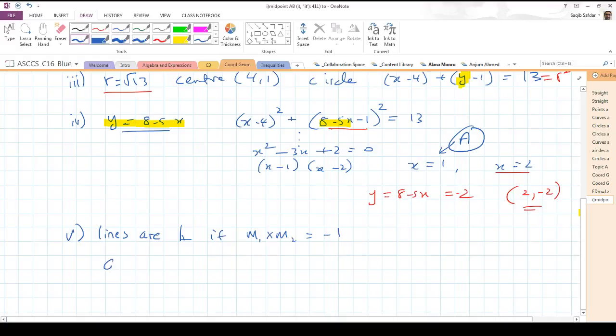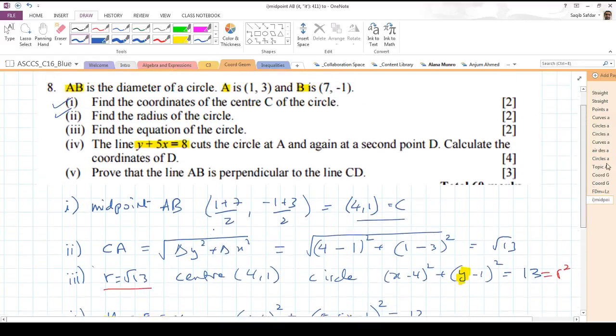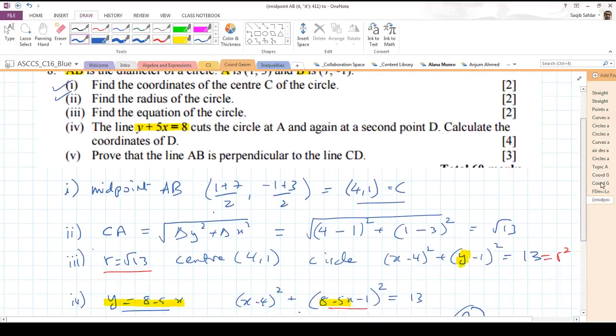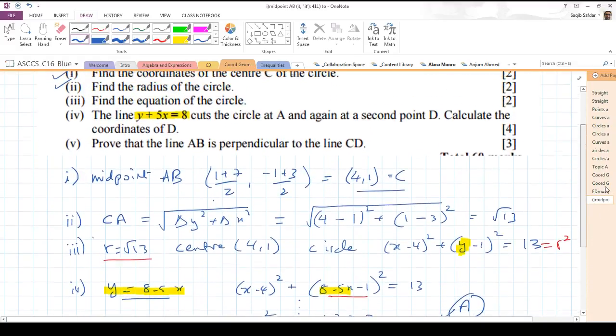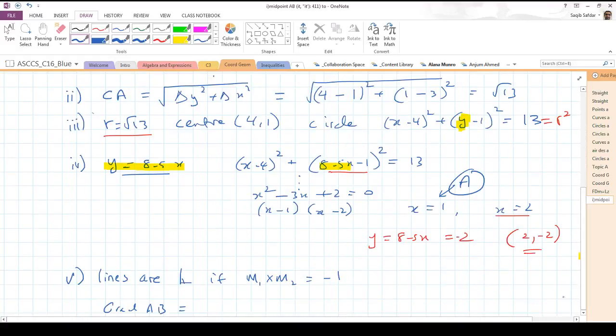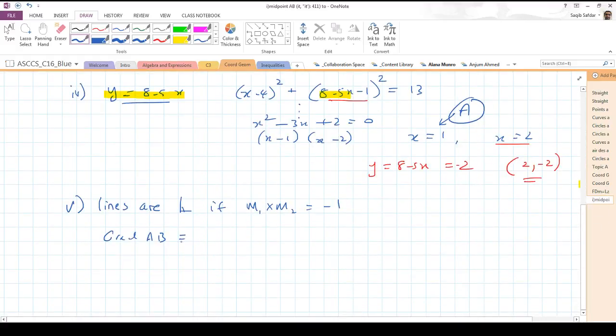Okay, so the gradient of AB, they've given us AB. We've worked out the point C, and we've also worked out the point D, (2, -2). So we can work out the gradients. The gradient of AB would be (3 minus -1) over (1 take away 7), and that will give us minus 2 over 3. The gradient of CD equals (1 minus -2) divided by (4 take away 2), and this gives us 3 over 2.